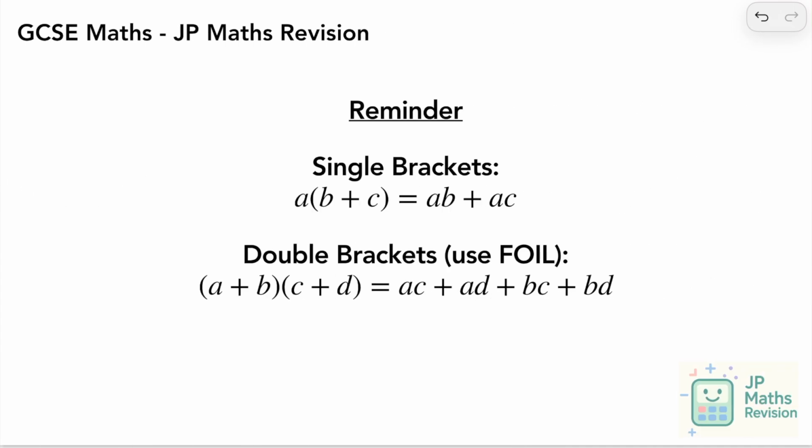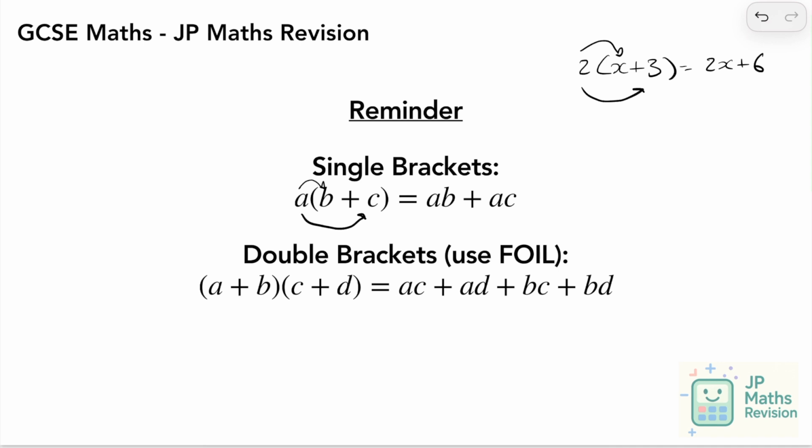So just a reminder on how to expand brackets. If we have single brackets, a bracket b plus c, we just multiply all of the contents of the brackets with a. So we're doing a times b and then a times c, so we end up with ab plus ac. In other words, if we had 2 bracket x plus 3, we do 2 times x and 2 times 3, so we end up with 2x plus 6.